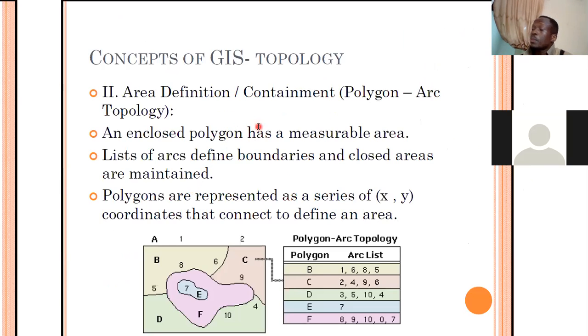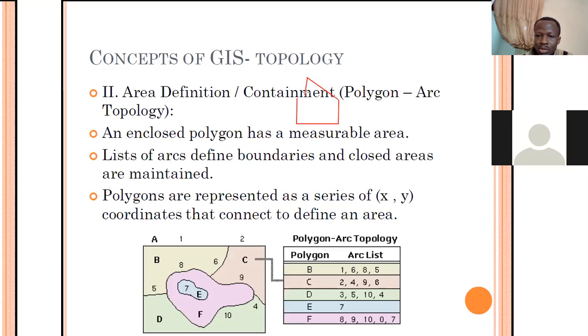Area definition has to do with polygons. It says an enclosed polygon has a measurable area. You can never measure the area of something that is not a polygon, which is not connected, which is not enclosed. So I can have this, I can have that. Can I measure the area of this? No, I can't. Can I measure the area of this? No, I can't, because they are not enclosed.